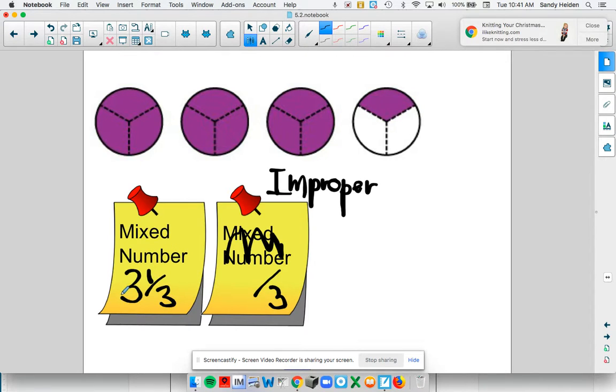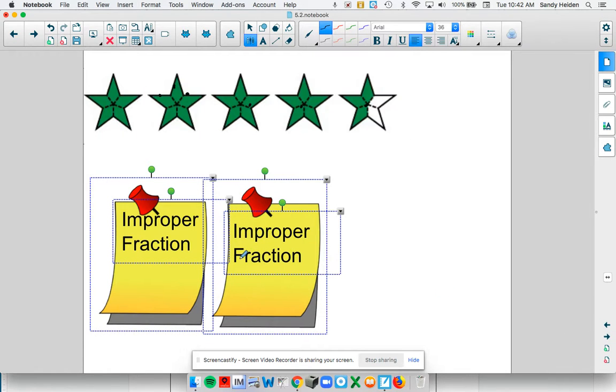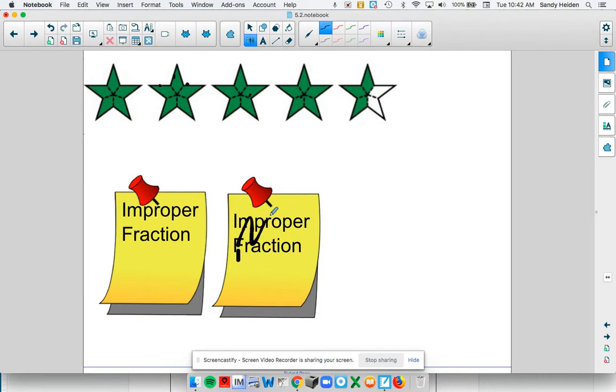3 times 3 is 9, plus 1 is 10, so this should be 10 thirds. Let's count them. 1, 2, 3, 4, 5, 6, 7, 8, 9, 10. 10 thirds. Try this one. They're each divided into 1, 2, 3, 4, 5 pieces.